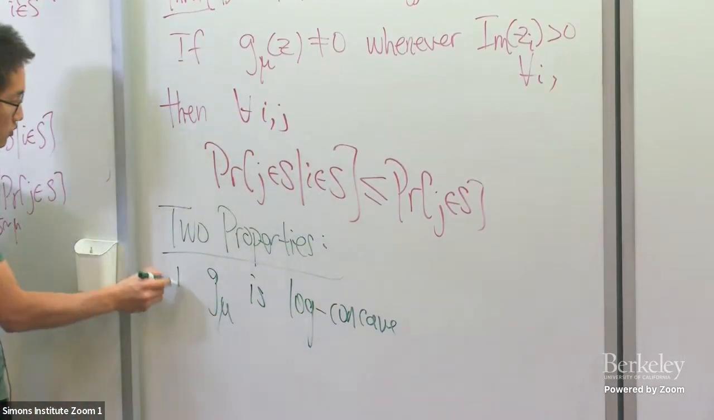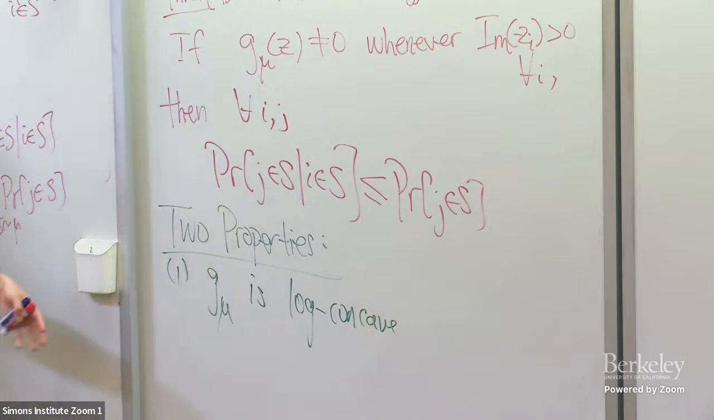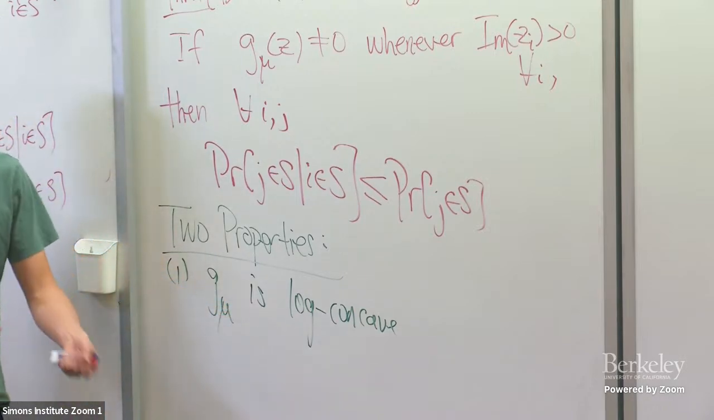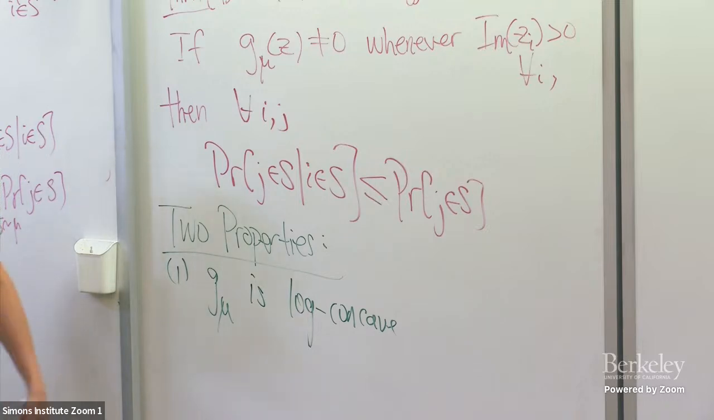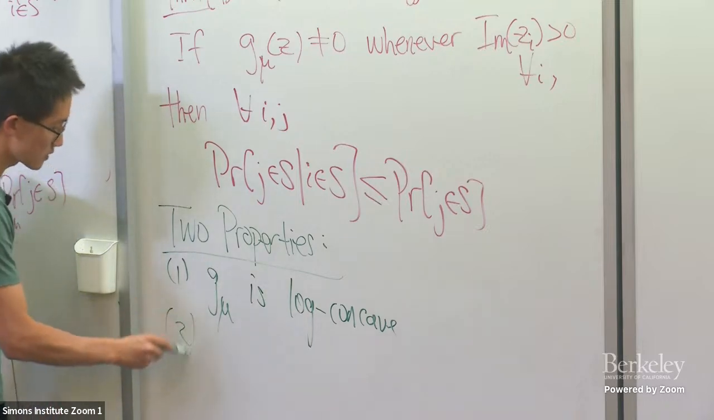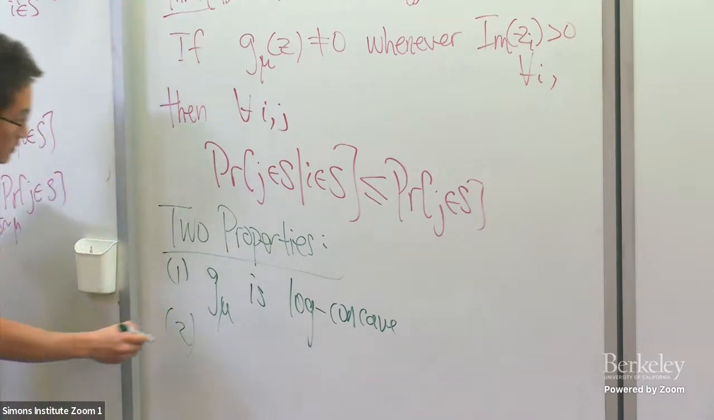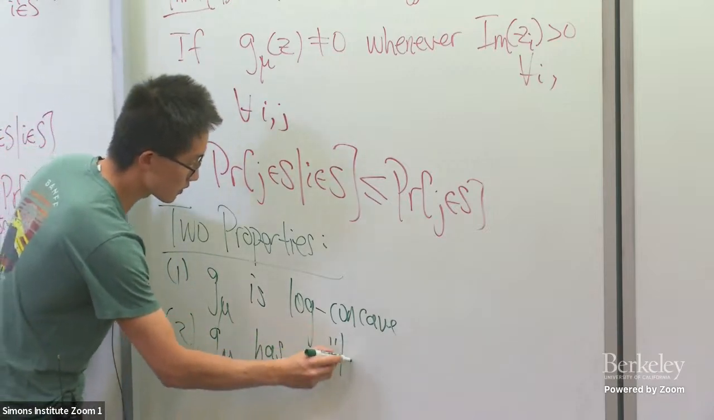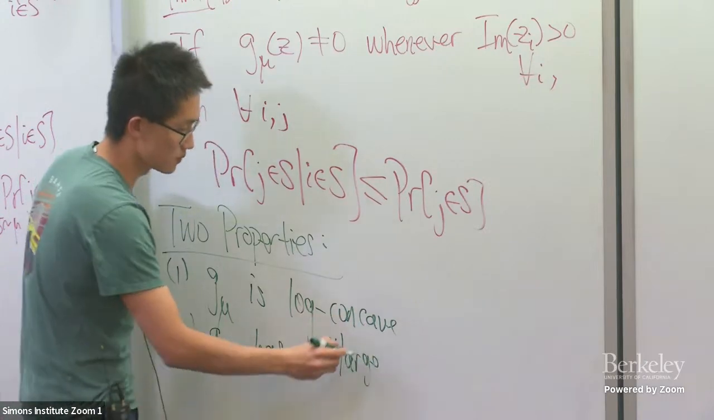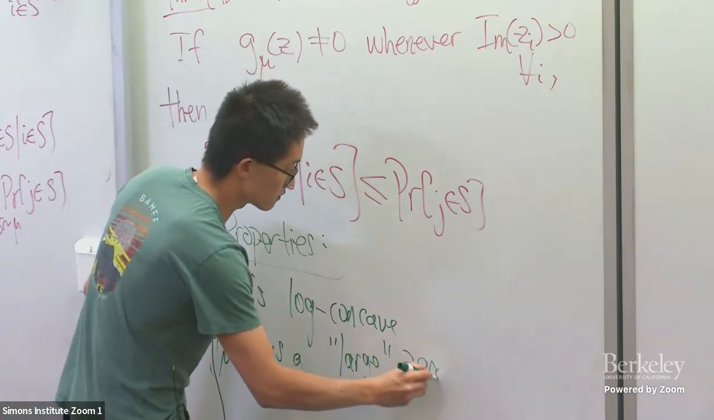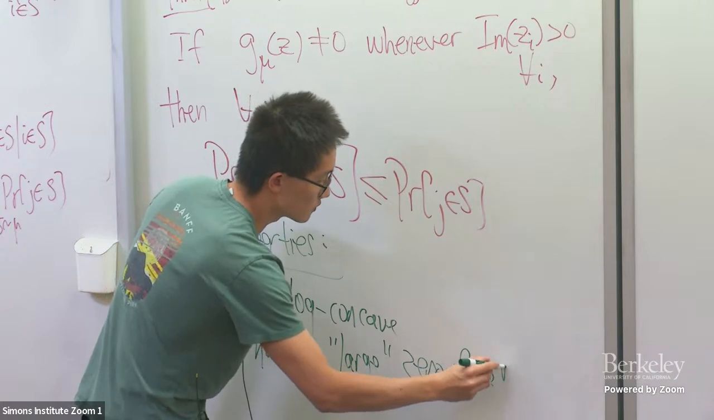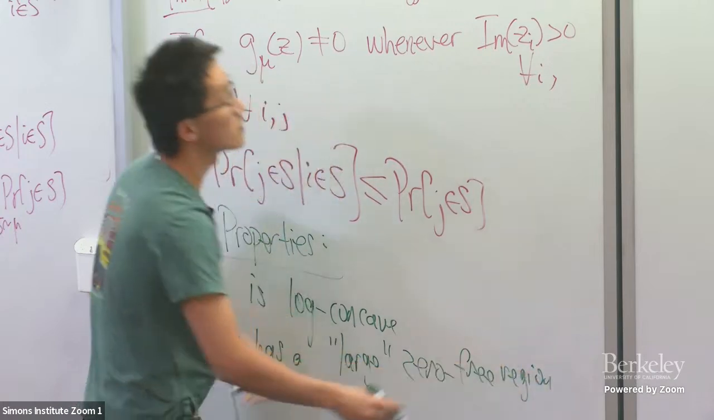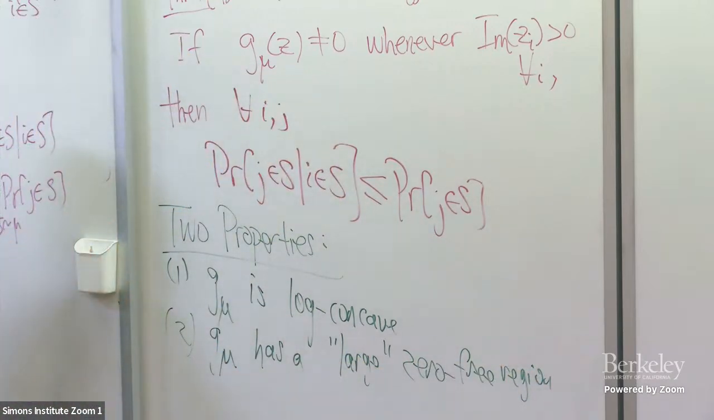So this is one example of an analytic property of the distribution polynomial that I'll be able to use to deduce something about my distribution. And the second is just that, similar to this theorem, g mu has a large zero-free region. Maybe not the entire half plane, but sufficiently large. And I'll be more precise about what that means.